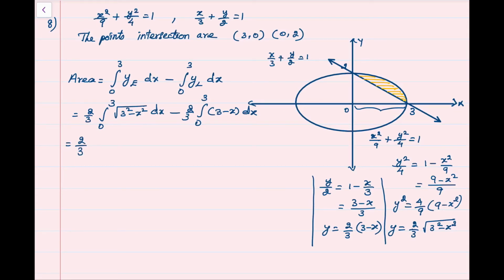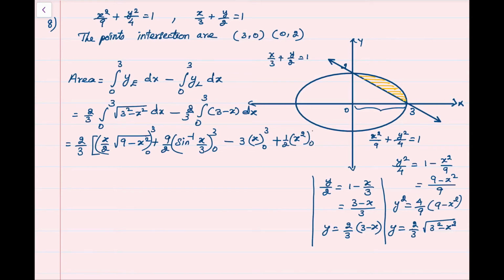We will use the formula x divided by 2 root of 9 minus x square plus a square divided by 2 sine inverse of x divided by 3, and the limits are 0 to 3 for both the terms. We will take 2 by 3 common, so minus 3 times integral of 1 is x and the limits are 0 to 3, minus of minus plus integral of x is x square over 2. The limits are 0 to 3.